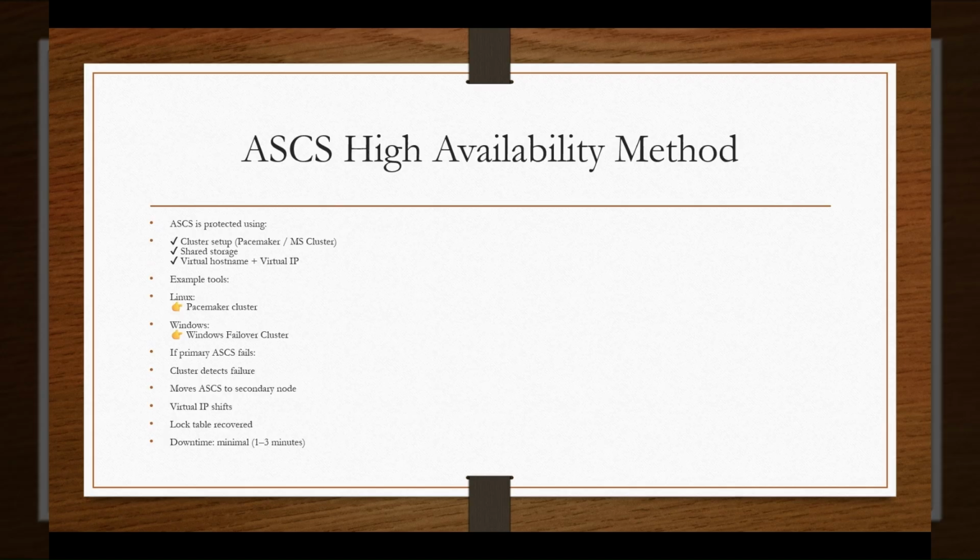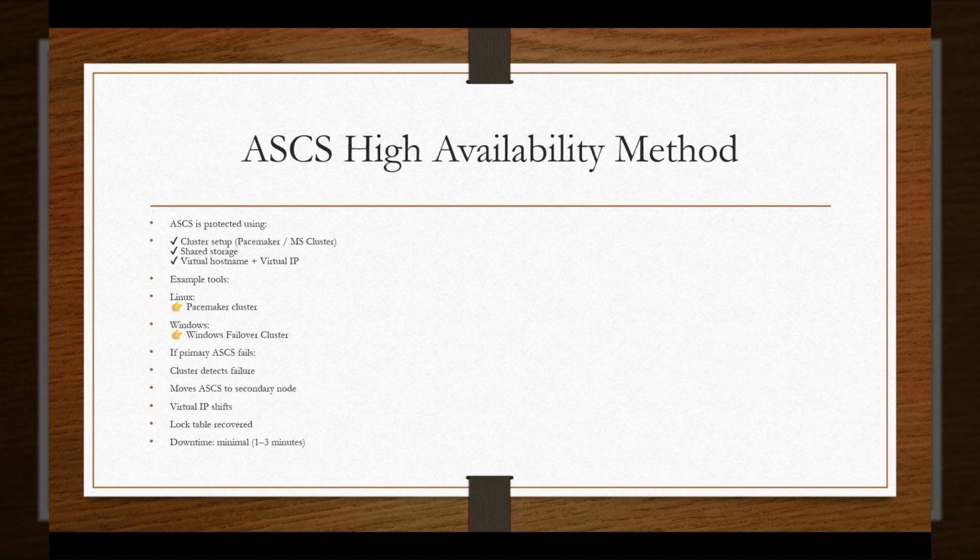ASCS is the central instance that consists of the message server and the lock unlock mechanism, that is the NQ server. If this goes down, no other instance is going to take up the responsibility of the message server, because we do not have multiple ASCS servers on a single system. So high availability for ASCS is also important. How is that taken care of? That we'll discuss next.